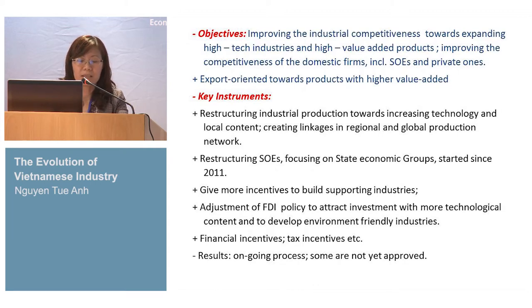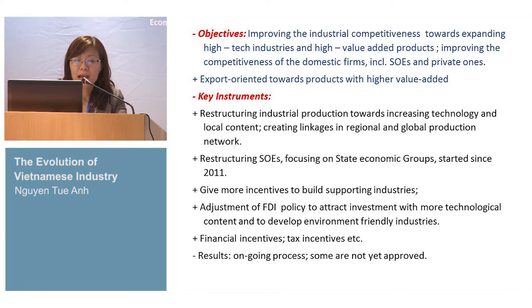Another goal of this current industrial policy is also to support export-oriented policy in Vietnam towards products with higher value added. That means we move from the export orientation based on labor-intensive products. Now we would like to move forward to an export-oriented policy, however, towards products with higher value added. So now, the key instruments in this period are many.